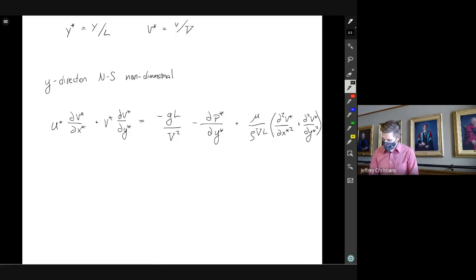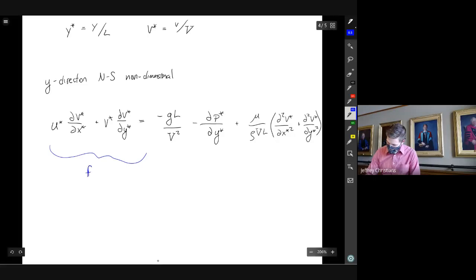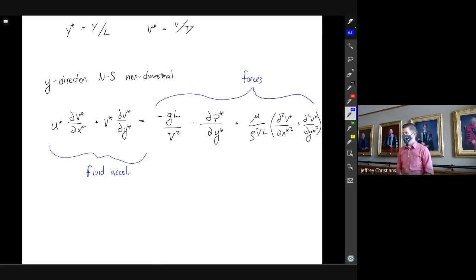And the reason that we would do this is, this left-hand side is the fluid acceleration, right? Navier-Stokes is trying to say F equals ma. That's the a part of it, acceleration, talking about fluid movement. This side are all the different forces that are in the system.